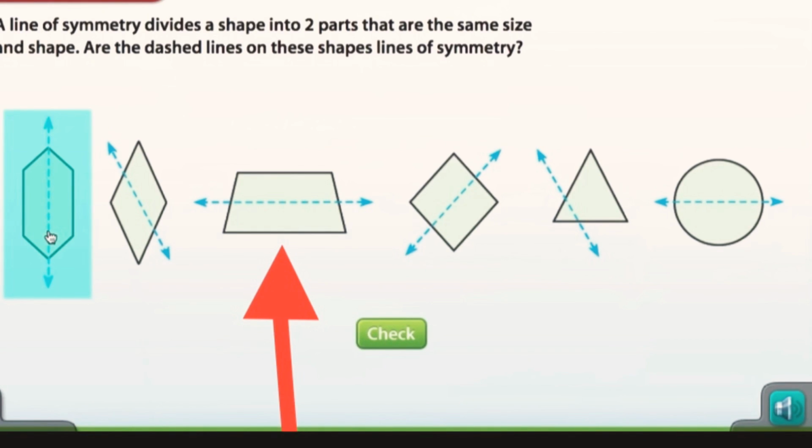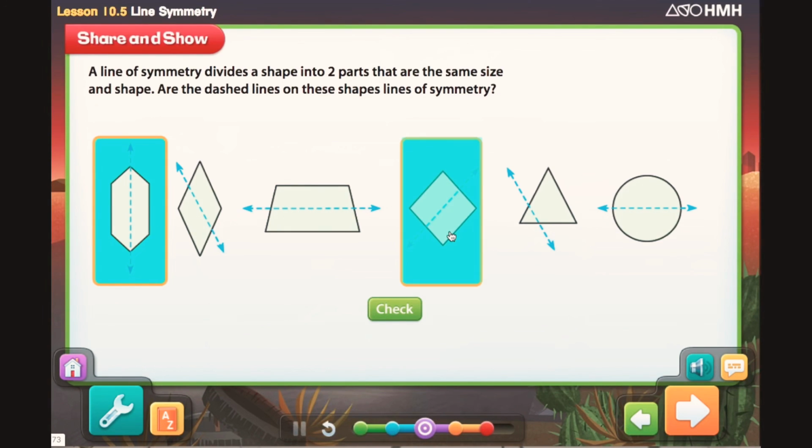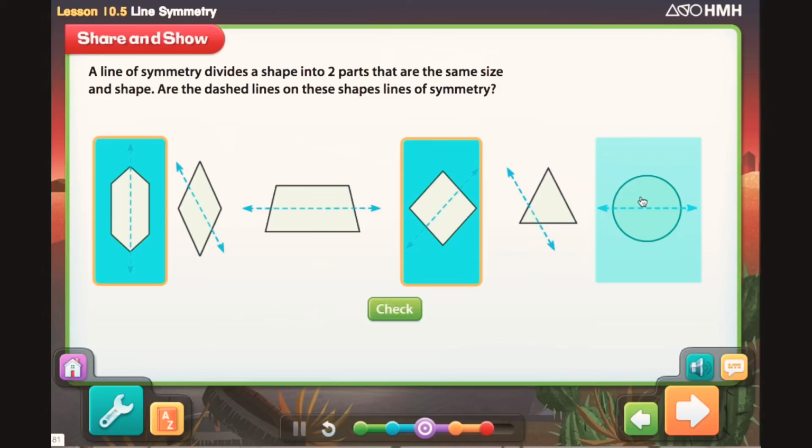What about this shape? If I was to fold it, it seems like the bottom corners go out more than the top. So those also would not match if I folded. Although this next one looks like it's showing a line of symmetry, could you put another line somewhere? You could probably fold it right down the center. This doesn't show a line of symmetry. We would have to move this blue symmetry line somewhere else. Down the middle? I think so. And lastly, the circle definitely shows lines of symmetry.